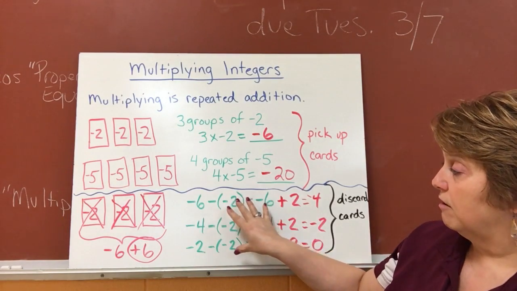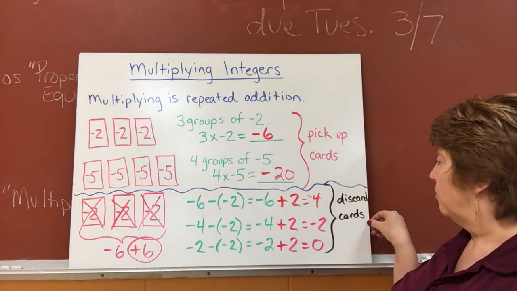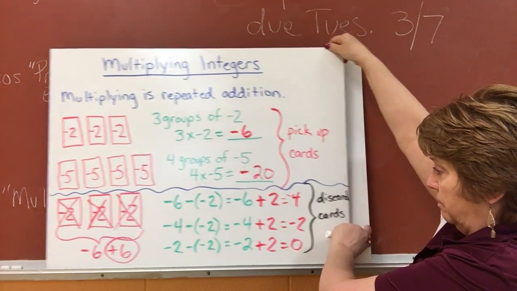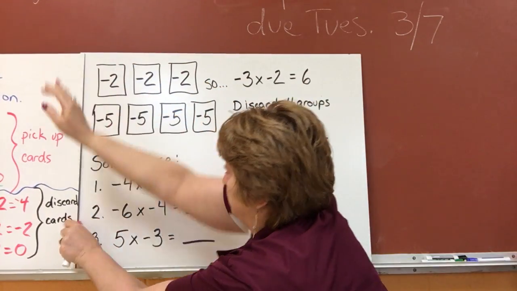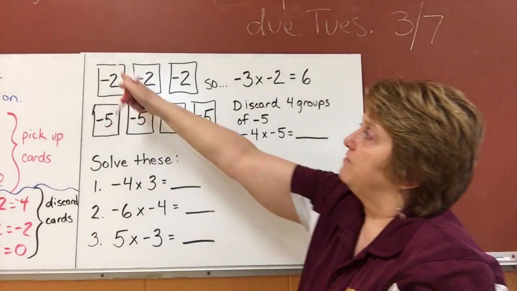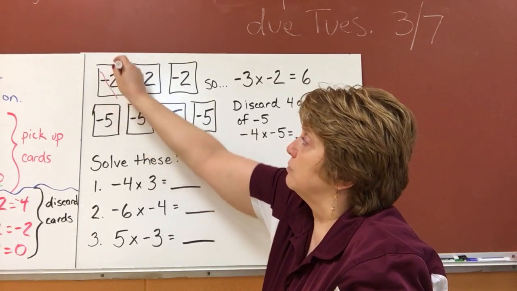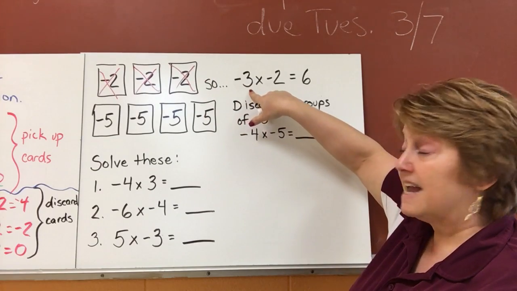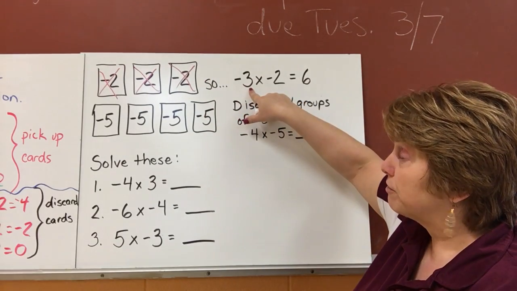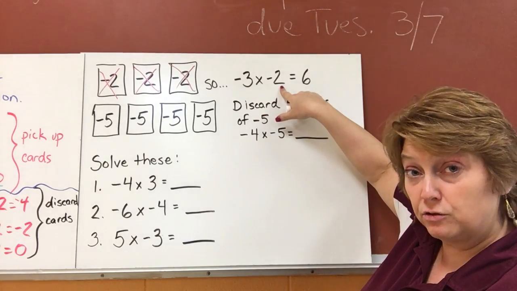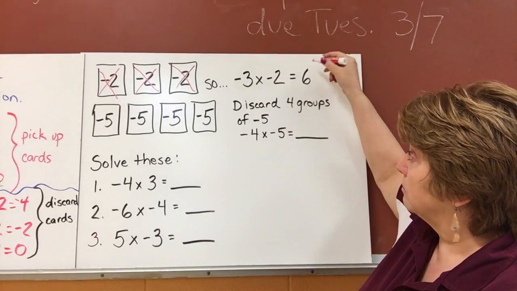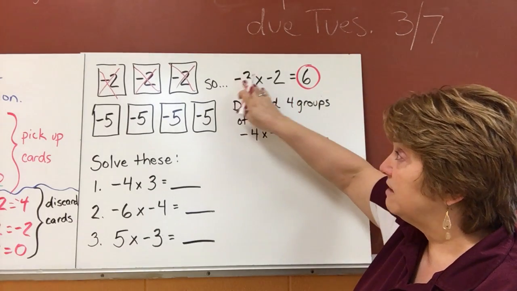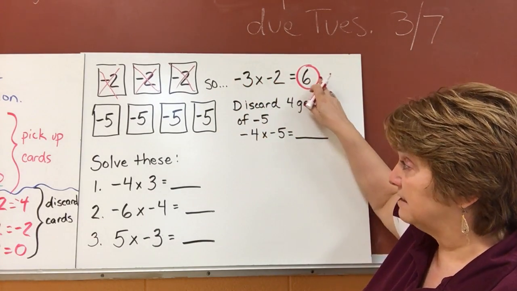So this is discarding, this is picking up. So how do we show discarding? Let me move this over for you. Okay, so here we've discarded these 3 -2's. 1, 2, 3. So we're going to show discarding by a negative. So if we discard 3 groups of -2, that actually increases our score by 6. So this is going to be a +6. A negative times a negative is a positive.